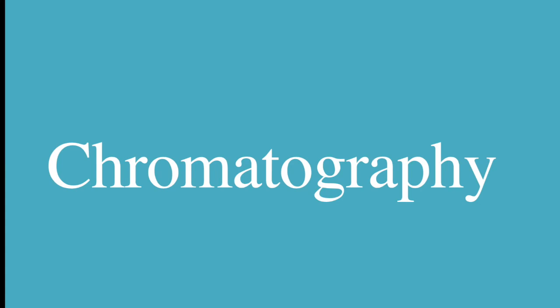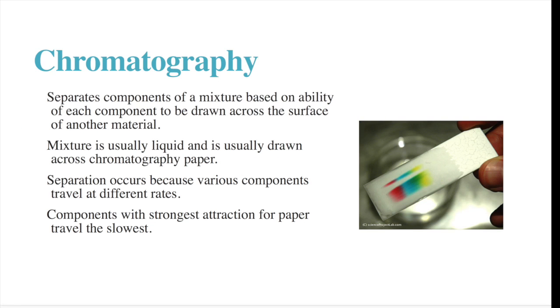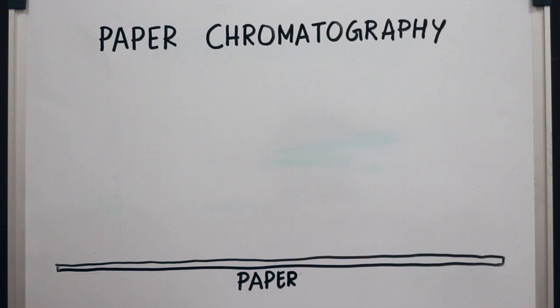This video is going to share some information about chromatography that you have learned in grade 9. By the end of this video, you'd be able to explain how to separate the pigments in ink, separation of amino acids, and calculation of RF value. All of the separations can be carried out on a paper, and this is called paper chromatography.